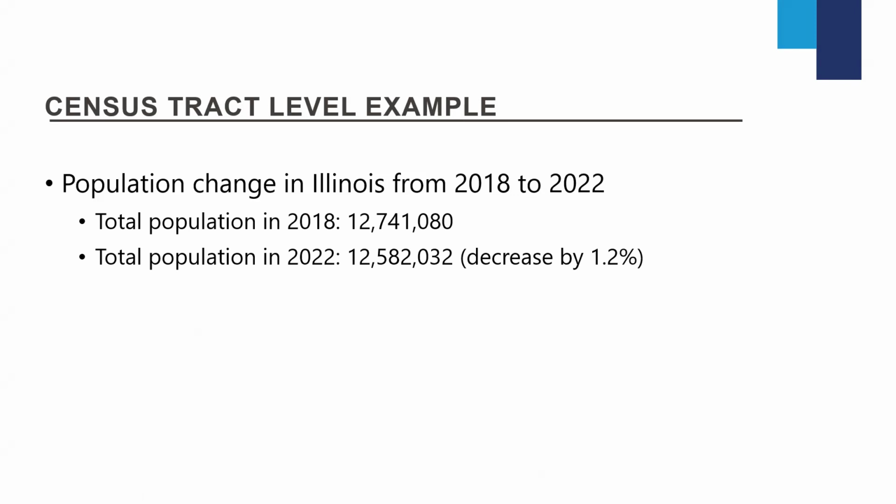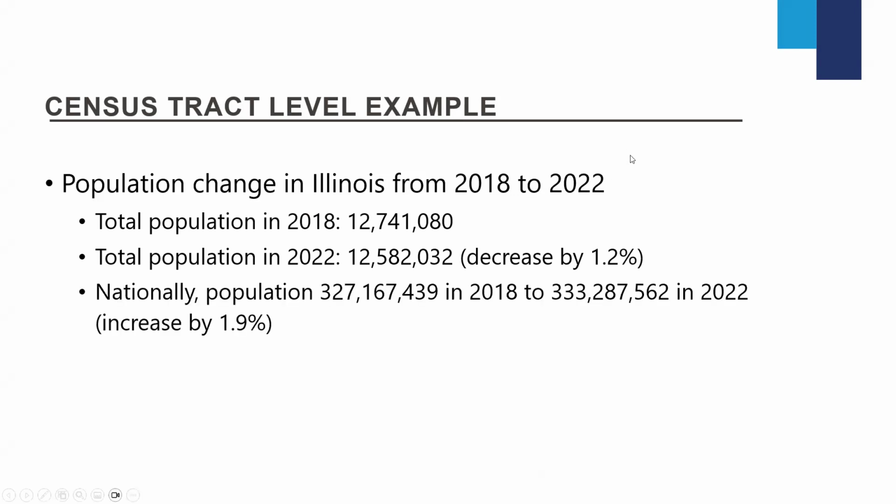And just to give you a little bit of reference point, nationwide, during the same period, we went from 327 million to about 333 million. There was actually an increase of close to 2%. So while the nation has increased population, the state of Illinois actually lost population ever so slightly.